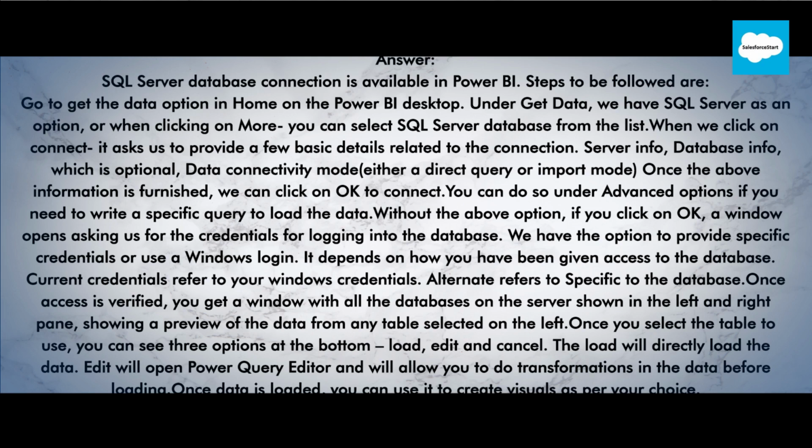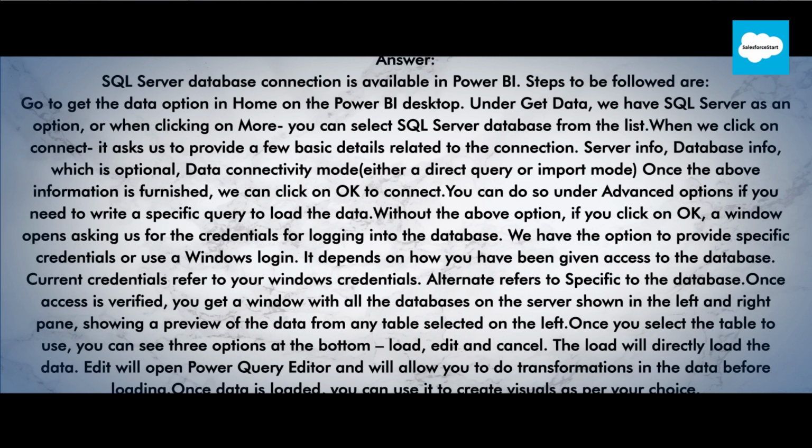database from the list. When we click on Connect, it asks us to provide a few basic details related to the connection. Server info, database info, which is optional, data connectivity mode, either DirectQuery or Import mode. Once the above information is furnished, we can click on OK to connect. You can do so under Advanced Options if you need to write a specific query to load the data.